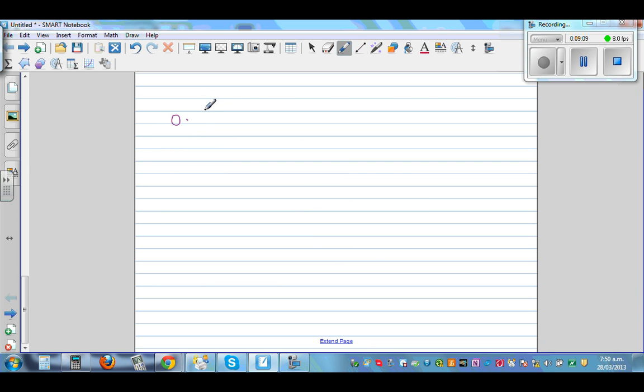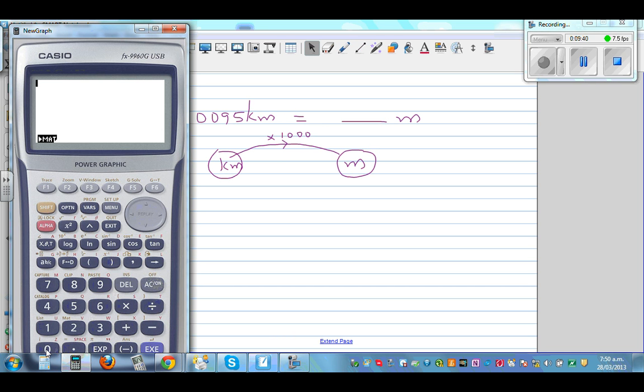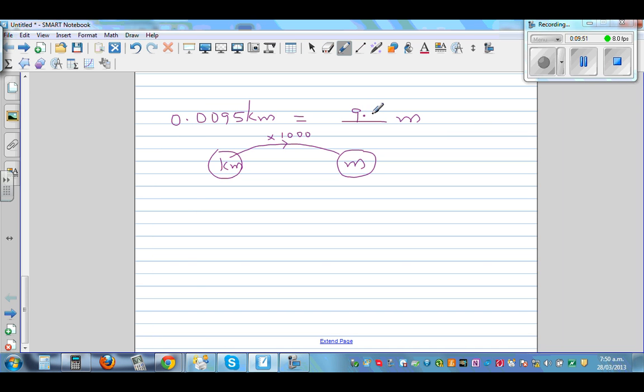Okay, suppose you want to change 0.0095 kilometers to meters. So we just saw kilometers to meters. We know from kilometers to meters, 1 kilometer is 1,000 meters. So that's what we want. From kilometers, we want to change into meters. So you times it by 1,000, 0.0095 times 1,000. This is 9.5 meters.